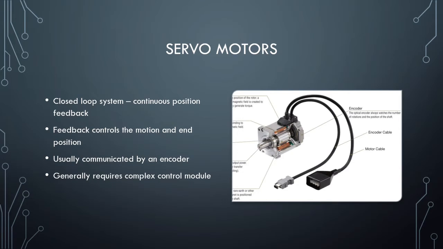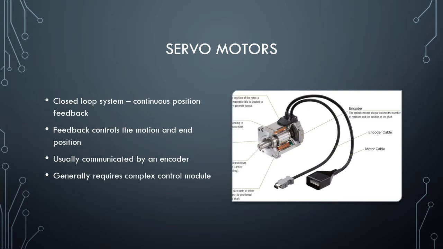So that's a closed loop system, and that's what servo motors run off of. So this feedback is what controls the motion and the end position. So it's constantly giving feedback on what position the motor is at. And this is usually communicated by an encoder. The optical encoder is always watching the number of rotations and the position of the shaft to figure out where the motor is at.